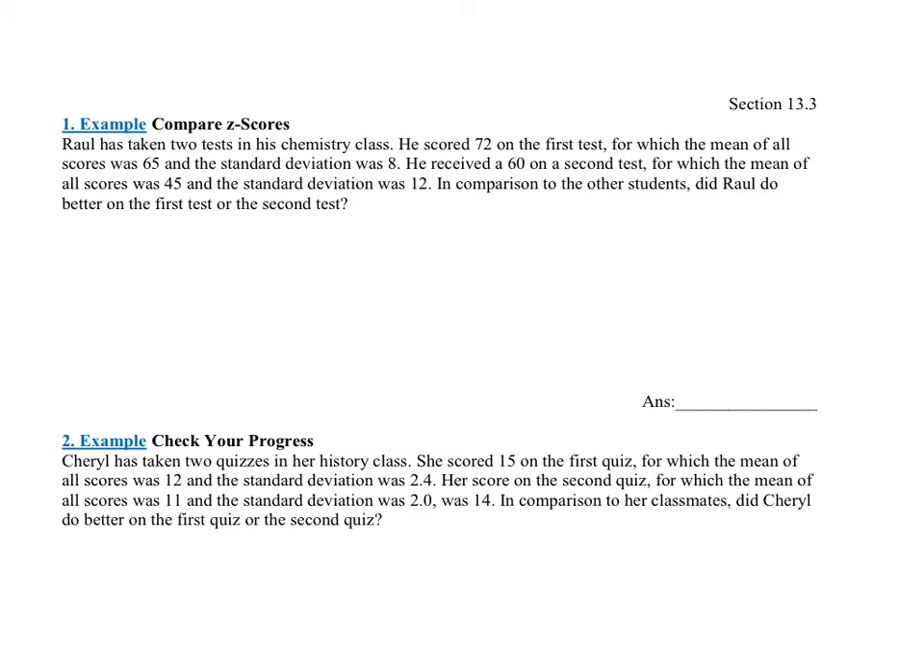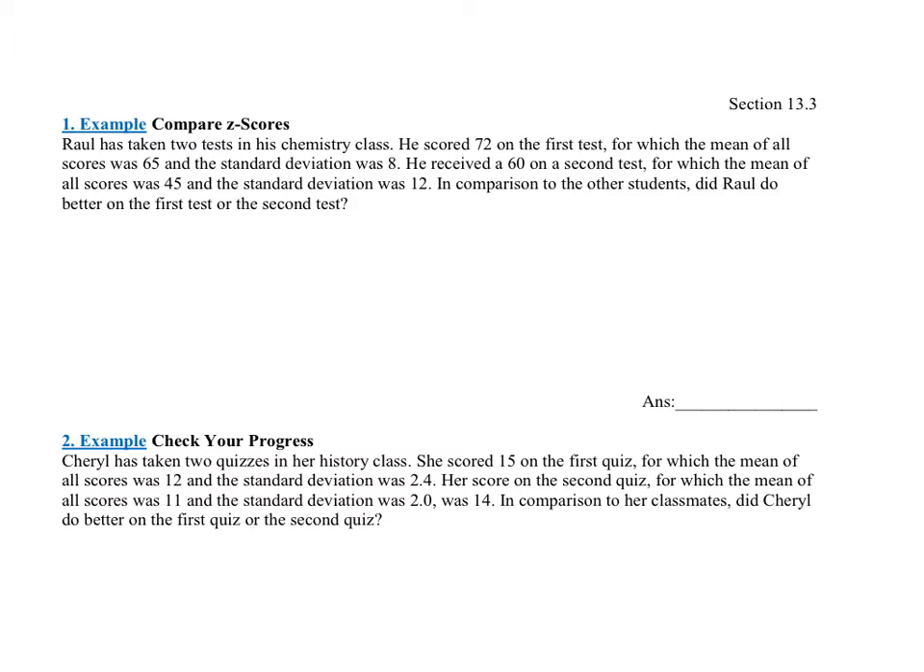Let's take a look at our first example. It says Raul has taken 2 tests in his chemistry class. He scored a 72 on the first test, for which the mean of all scores was a 65, and the standard deviation was an 8. And he received a 60 on the second test, for which the mean of all scores was a 45, and the standard deviation was a 12.